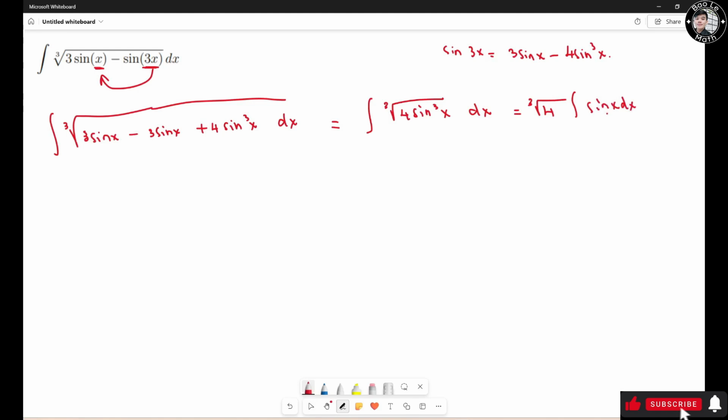Now the antiderivative of sine s is going to be negative cosine s, right? So it's going to be negative cube root of 4 times cosine s plus C. This one is the final answer.